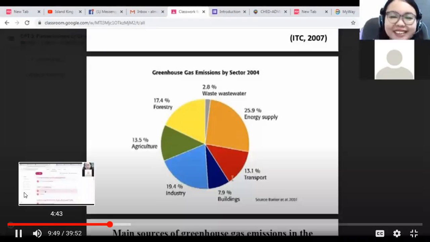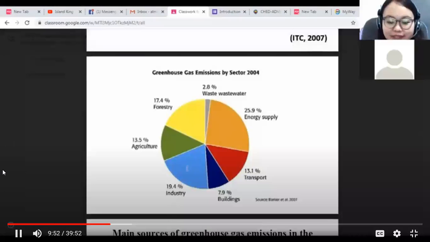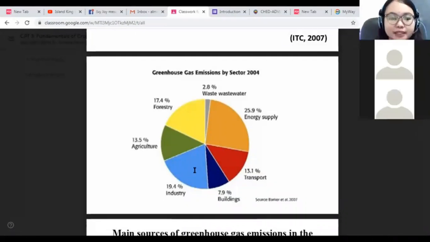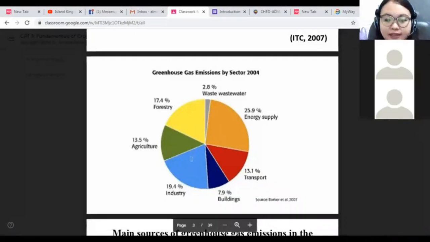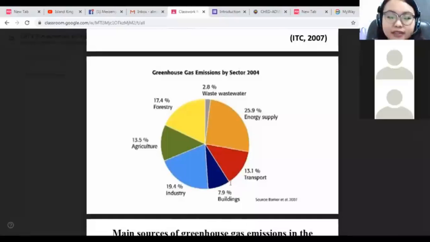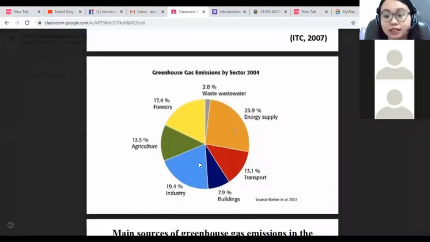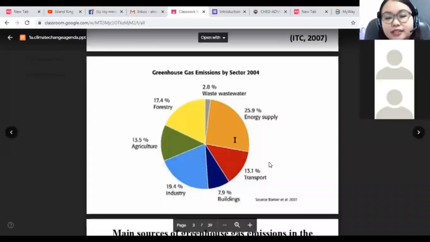So as you can see here, it's the industry, the blue one, because it has the highest gas emission. So the industry, especially our plantations, which have different production systems, like fertilizer or cement and so on. And followed by, it's actually the energy supply. This orange one, yes, the orange one is the energy supply.